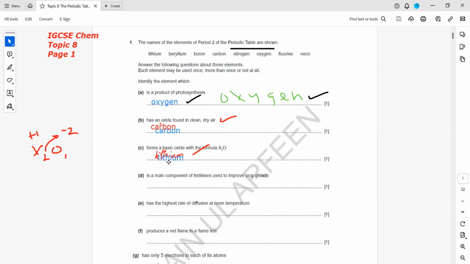Then, is a main component of fertilizer used in improvement of the growth of the plants. Which one? So nitrogen is there because of NPK: nitrogen, phosphorus, and potassium are the essential elements which we need. So nitrogen is a main component.